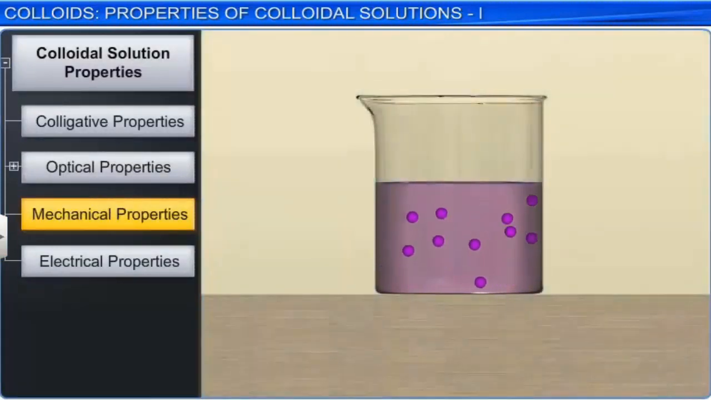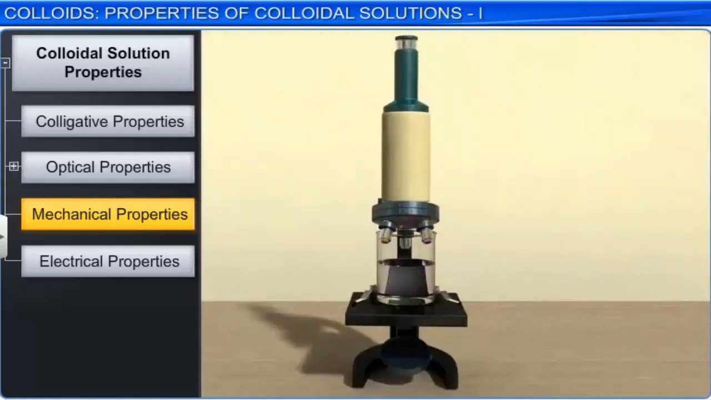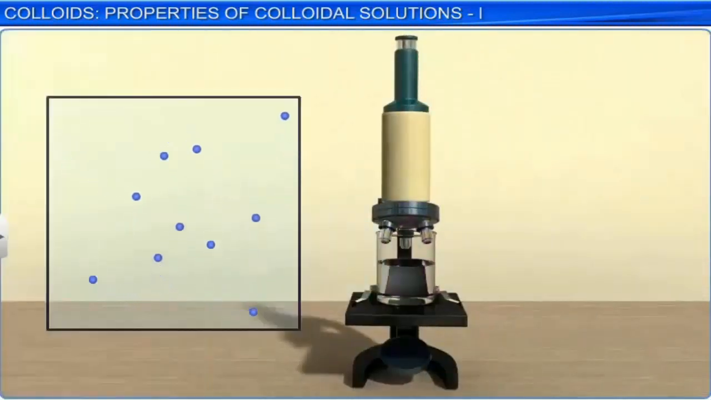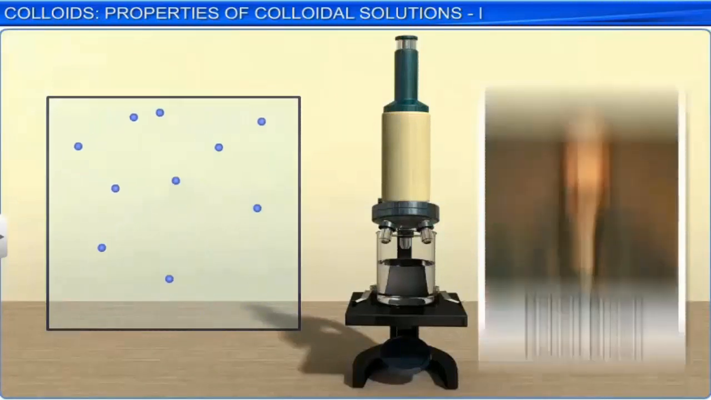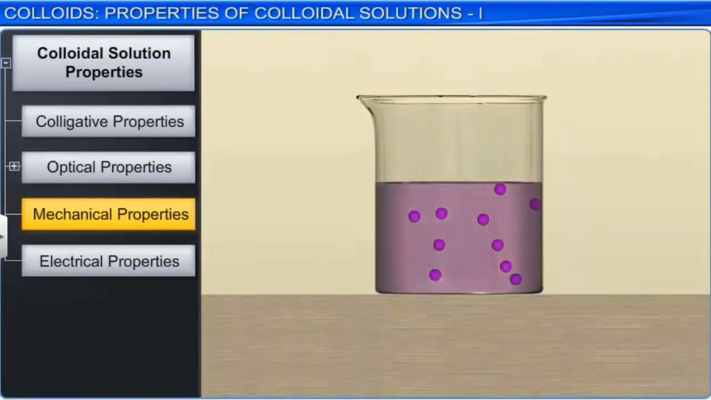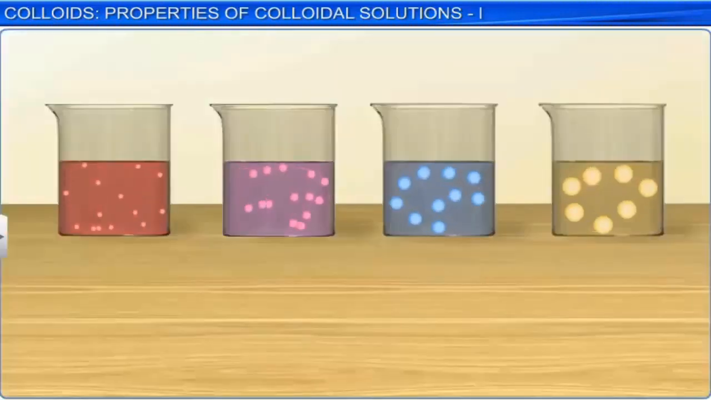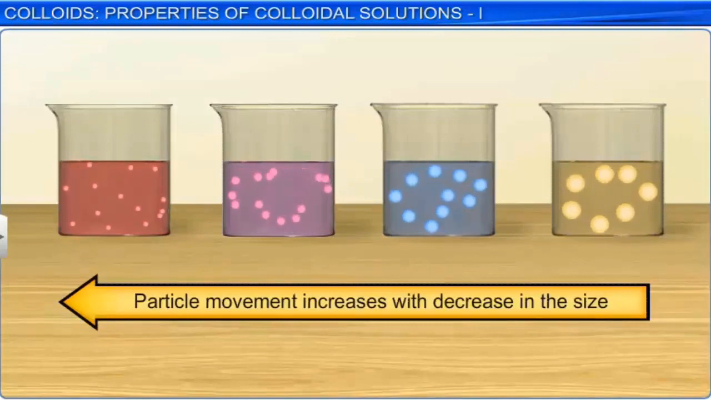The continuous zigzag movement of colloidal particles in a dispersion medium is called Brownian movement. This random zigzag motion was first observed under a powerful microscope by the British botanist Robert Brown and is named Brownian movement after him. Brownian movement is independent of the nature of the colloidal particles, but depends upon their size and on the viscosity of the solution. The movement of colloidal particles increases with a decrease in their size and in the viscosity of the medium.